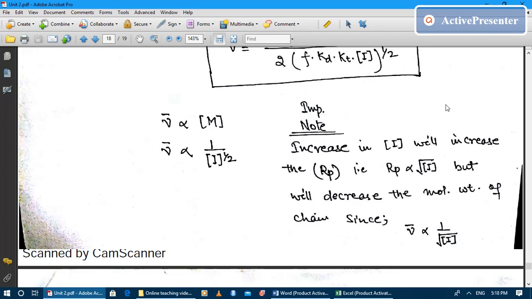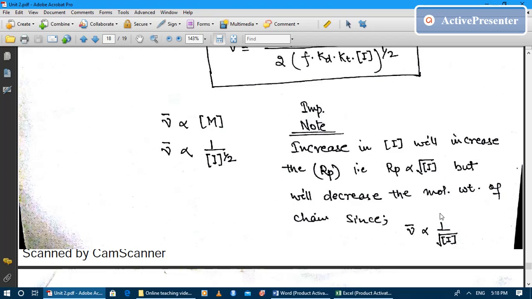So what is the message to be remembered? That any attempt to increase the rate of polymerization by increasing the concentration of the initiator will result in a decrease in molecular weight, because the average kinetic chain length is going to decrease with the increase in initiator concentration.